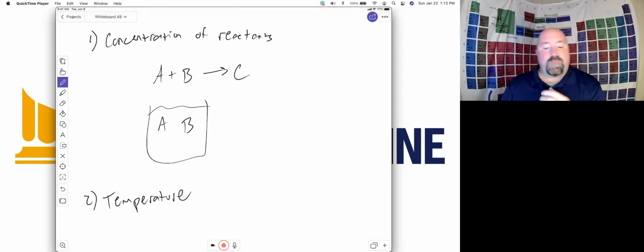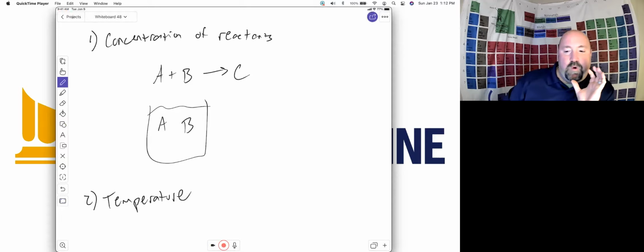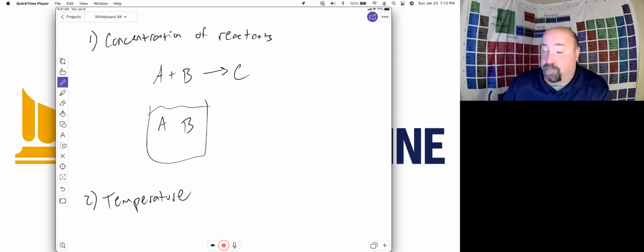There we go. And so the higher the temperature is, usually, the more active the molecules are, the more energy the molecules have, and the higher percentage of those collisions will have enough energy for the reaction to occur. So temperature can absolutely play a big role in the speed of a chemical reaction as well.